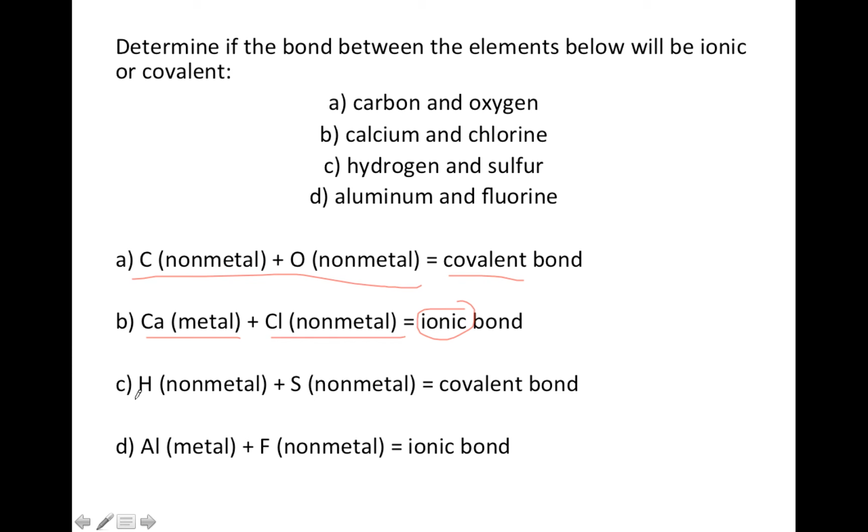Third one, remember hydrogen is a nonmetal, even though it's all the way on the left on the periodic table, so when you bond it to the other nonmetal, sulfur, that one's going to be a covalent bond. And fourth one, aluminum's a metal, fluorine's a nonmetal, so that bond is going to be ionic.